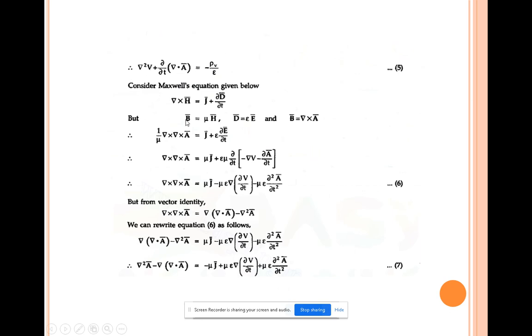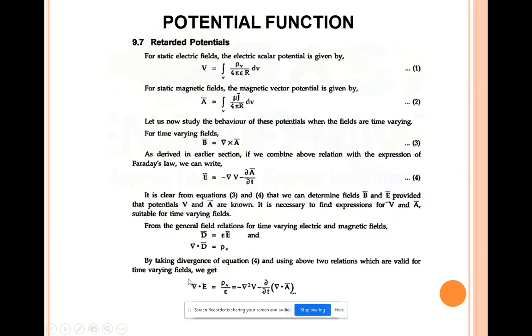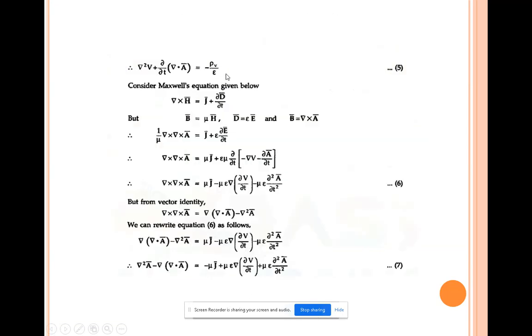This is the right hand side equation. So this one. The minus term will become plus. Okay, upper: del square V plus dou by dou t into del dot A, equal to minus rho by epsilon. Okay, now we are going to consider the Maxwell equation.